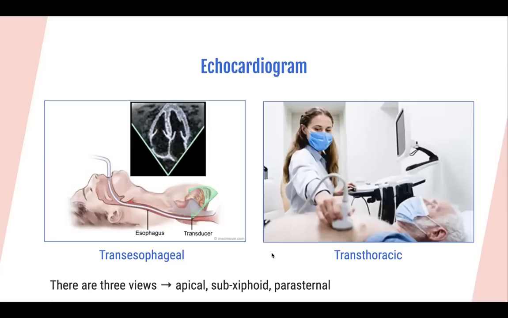So here we have the transesophageal and transthoracic echo. This one, I don't think they usually ask much about it other than just one picture, and you just need to memorize the view. So let's see if you guys know the views. We have three views: the apical, subxiphoid, and parasternal. This view right here, do you know which one it is? Is it the apical, subxiphoid, or parasternal?